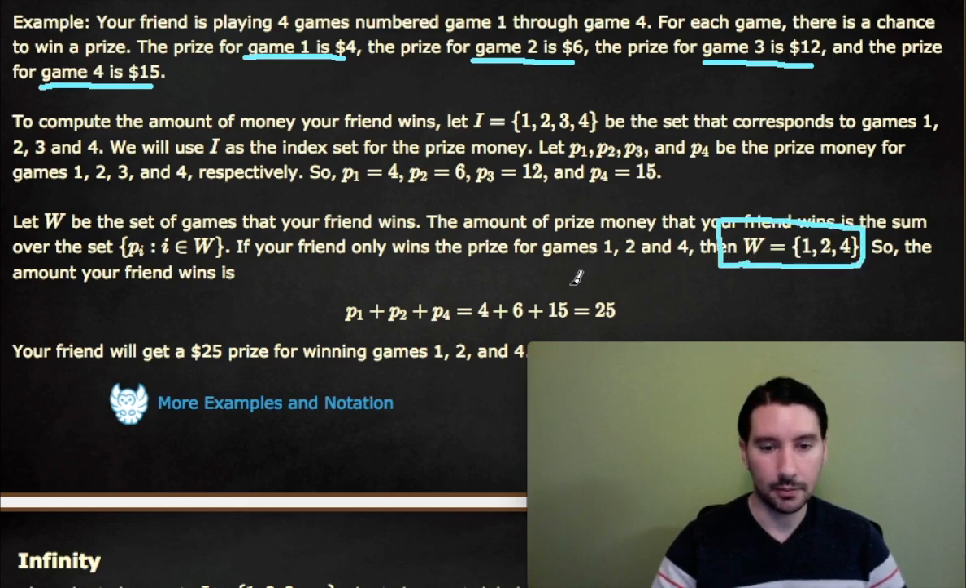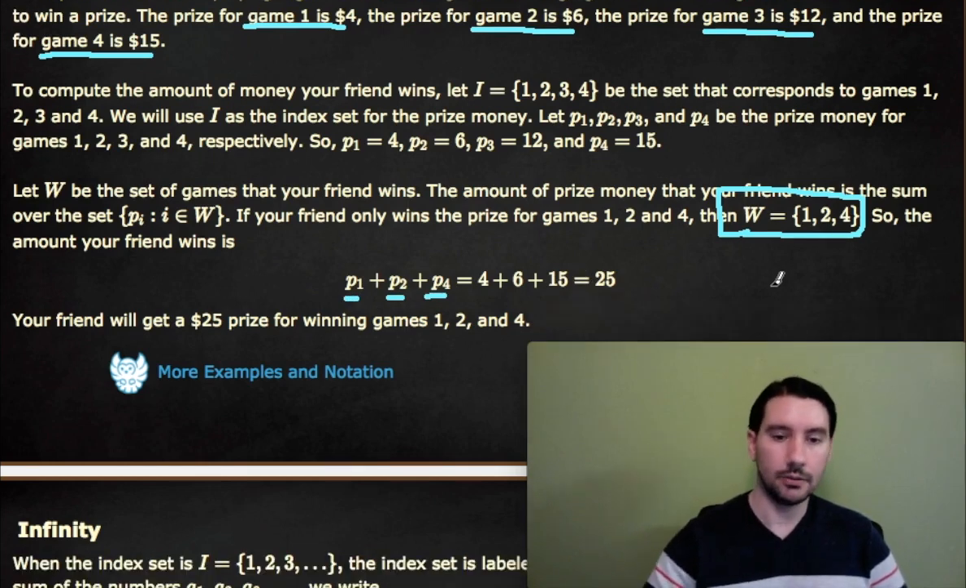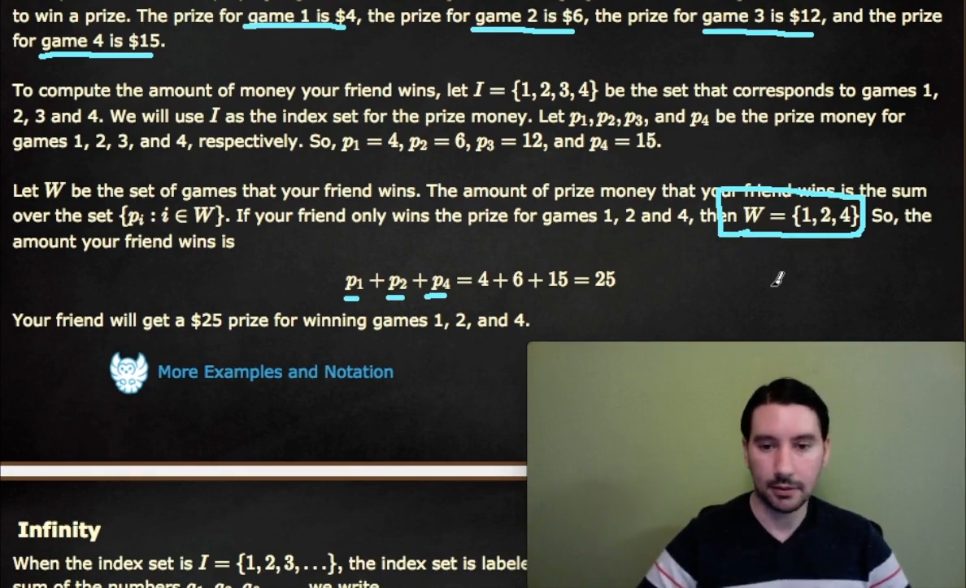And we could compute the amount that he won by summing over all the prize amounts that have indices that are in W. So he won 1, 2, and 4, so we would add P1, P2, and P4, which was 4, 6, and 15, or 25. So your friend will win $25 in that case. So the important thing here isn't so much about this example with the games, but in how we use the index sets. So we can use the index sets to refer to the games, as well as the prize money referring to the games, as well as subsets of the index sets to refer to which games your friend has won.